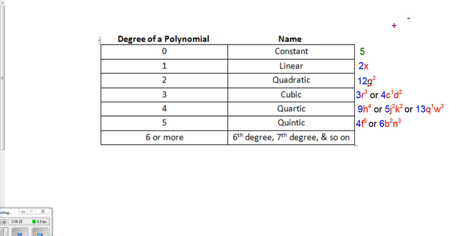If we have a term that has something to the second power, that would be called a quadratic term. So like 12g squared. That makes a quadratic term, or a degree 2. If we make a whole polynomial out of something like 12g squared plus 2x, this one is a linear term and this is a quadratic term. The highest piece of this is a degree 2, so the whole polynomial is called a quadratic polynomial.